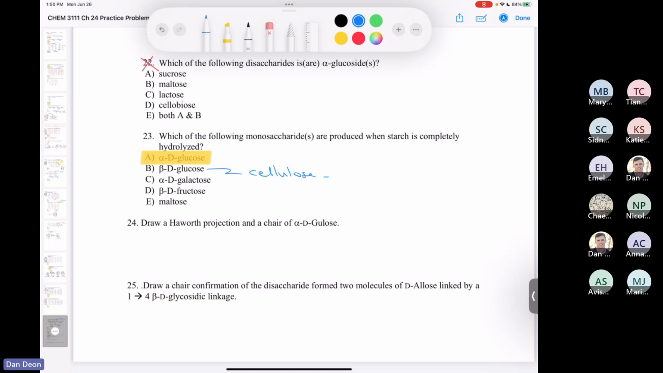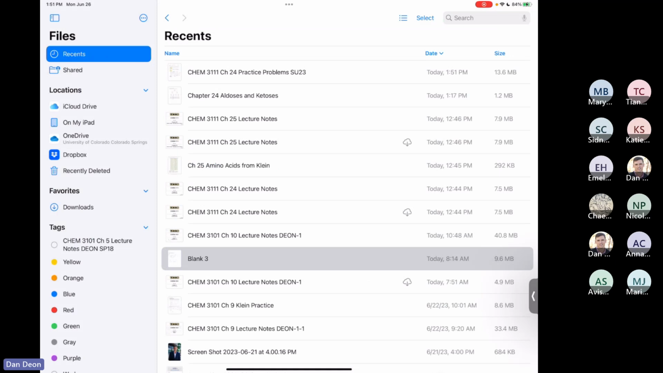All right, for 24 and 25, I'm going to switch over to a blank document for both of these. And I'm not going to come back to this page. I'll just read off the questions. But let's read the first one together. Number 24 says, draw the Haworth projection and a chair projection of alpha-D-gulose. So we're going to start out with the Fischer projection of D-gulose, and then we're going to draw a Haworth projection, and then we're going to draw a chair. So just bear with me as I switch over to a blank document here.